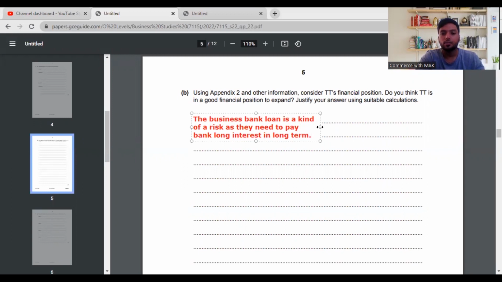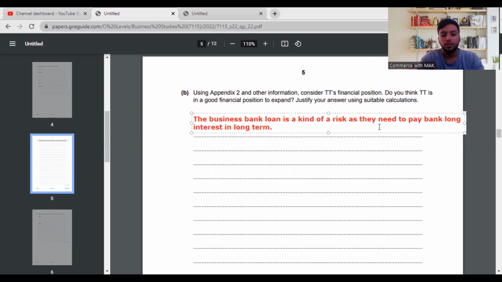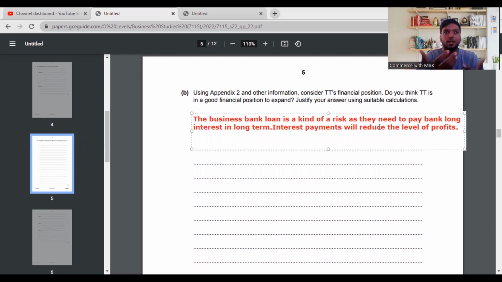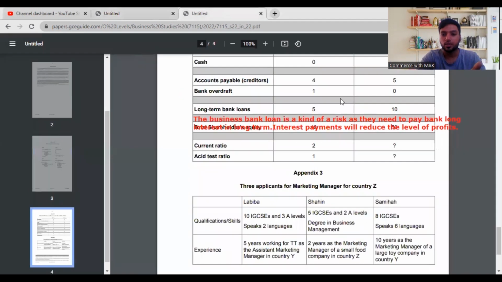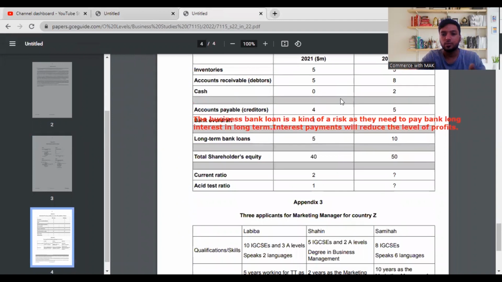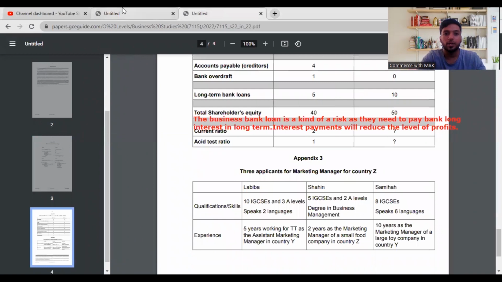Okay, so now we have already planned to give a normal answer. When we pay interest, we are losing the profit, so interest payment will reduce the level of profits. Now I'm going to speak overall about the business. In current ratio, they have managed it properly, because we saw that inventories were the same. Most probably, they didn't stock much inventories. You can see here, it's going to be the same. The situation of the current ratio and liquid asset ratio is awesome. They have managed it in a proper way.